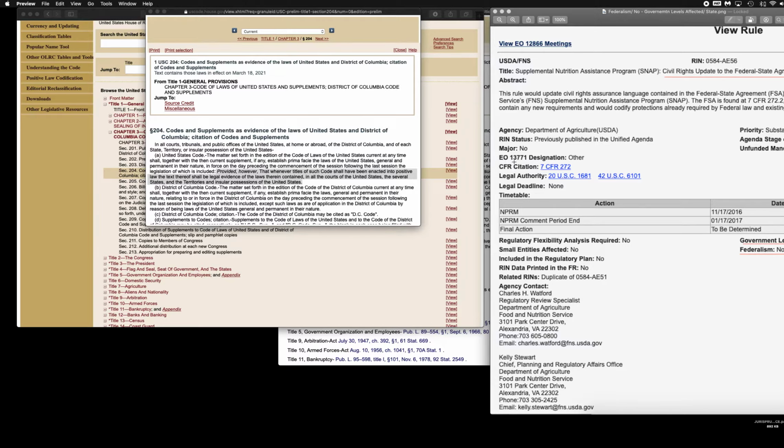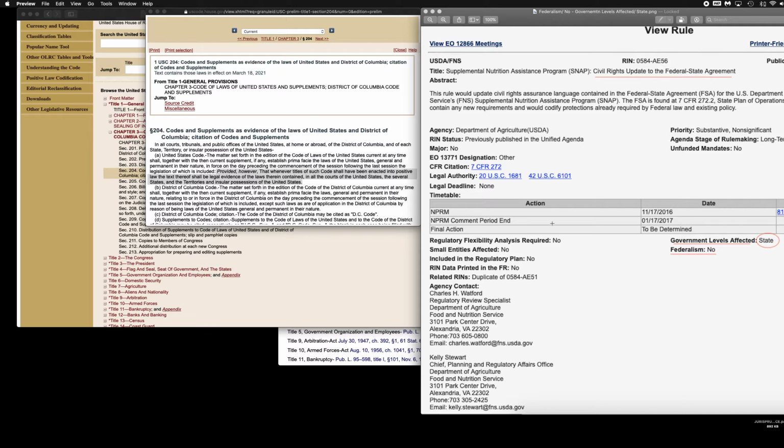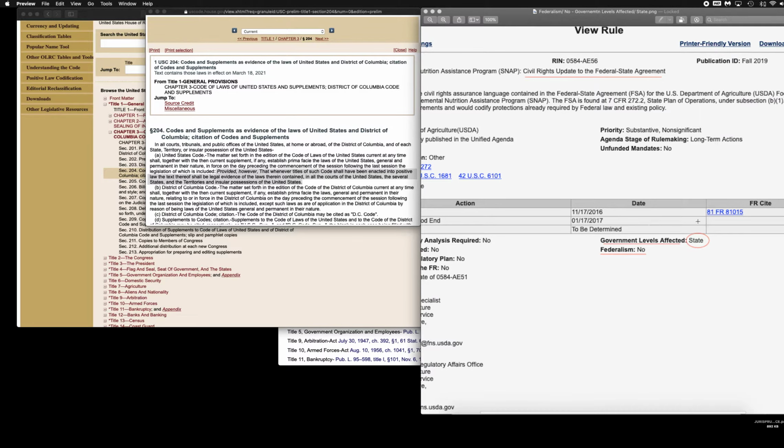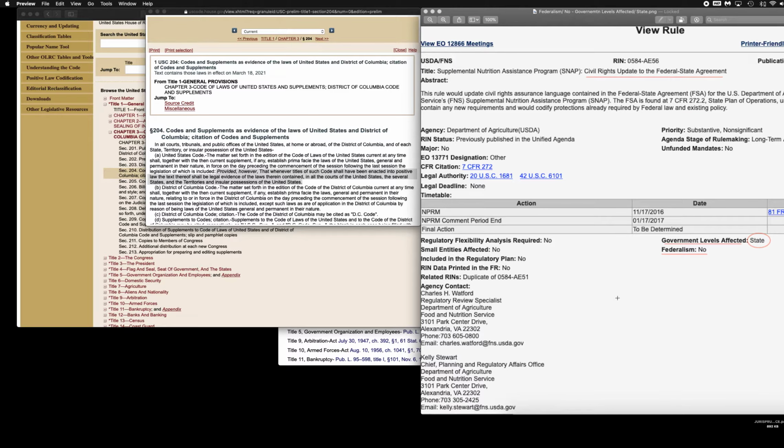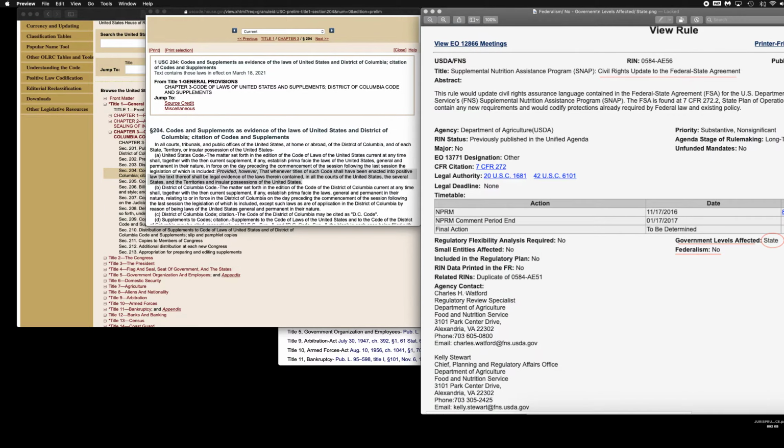Then it lists Executive Order 13771, regulatory flexibility analysis, just these different things. You can look this up at 81 Federal Register 81015. So if you go to federalregister.gov, you can search 81 FR 81015, and you can find more information on this. This is the contact information for this paper. There's two: Charles H. Watford and Kelly Stewart.